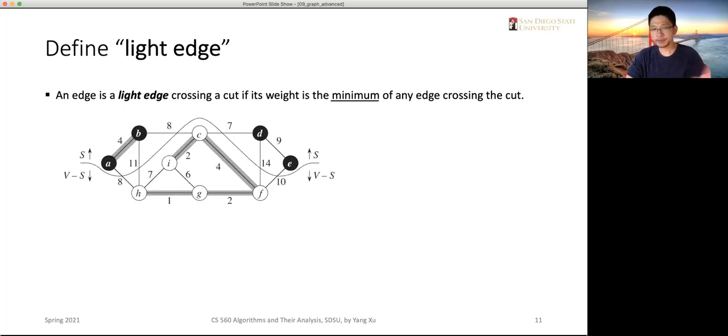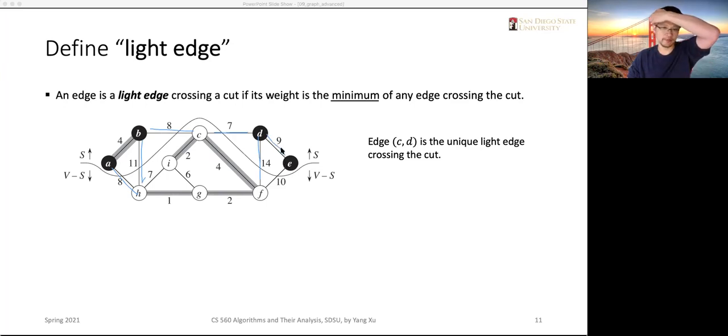So in the same example here, if we look at the edges that cross the cuts, AH, BH, BC, CD, DF, and DE, and compare their weights, we will find that CD has the minimal weight. So it is the unique light edge that crosses the cuts, right? That is the so-called light edge, okay?